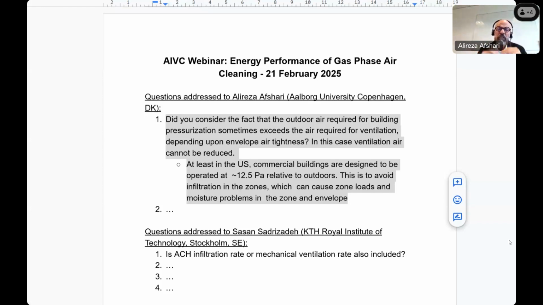So the first is air tightness. The second is if you can use demand control ventilation and recirculation in the system. I hope I answered the question.